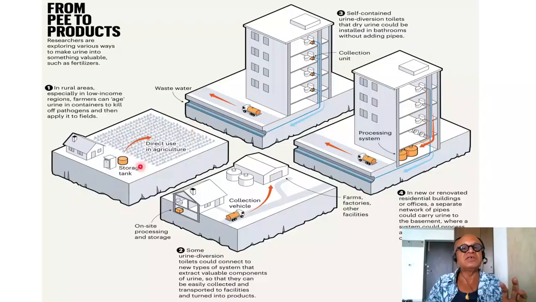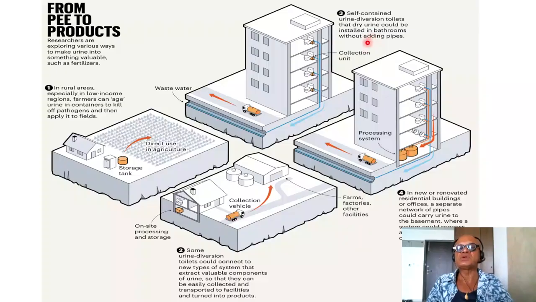In this case it's easier to separately drive urine into a tank and store it, or some urine diversion toilets could connect to new types of systems that extract valuable components of urine so that they can easily be collected and transported to facilities and turned into products. So you need separate processes: on-site processing and storage, collection, vehicles, transportation, farms, factories and other facilities.